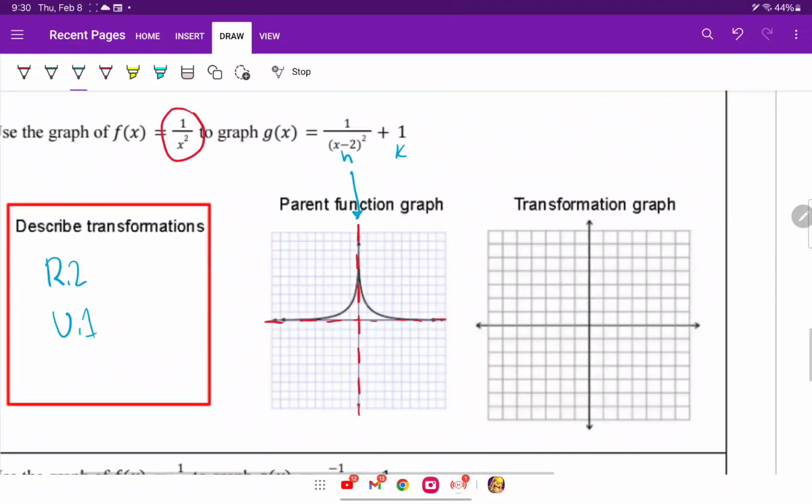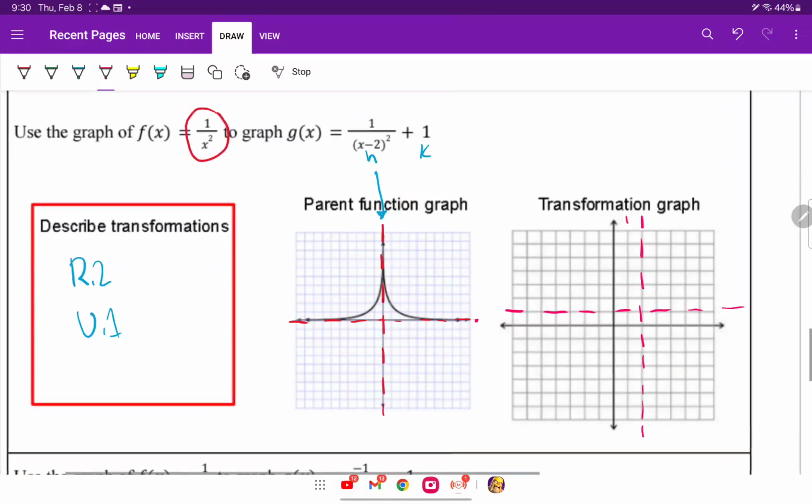So I'm going to move my asymptotes. So originally it was at x equals 0, which is the y-axis. We're going to move that 2 to the right. So 1, 2, and I'm going to graph this one. So this is right 2 units. Notice I'm just moving the asymptotes. And then this one right here, I'm going to move it up 1.